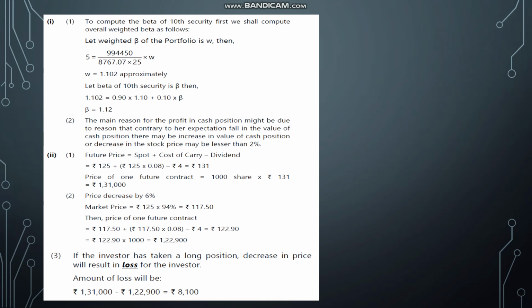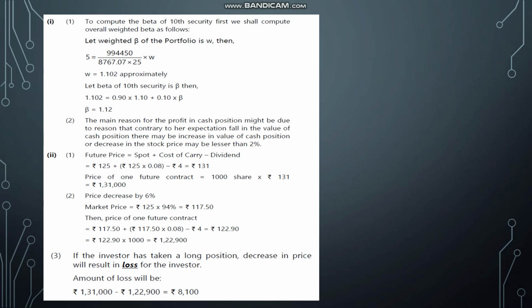Next is computation of the future price. That can be done using spot plus cost of carry minus dividend. So that will give you the future price as rupees 131, because 125 is given and your dividend is rupees 4. So the price of one futures contract is 1,000 shares into 131, that will give you rupees 1,31,000.